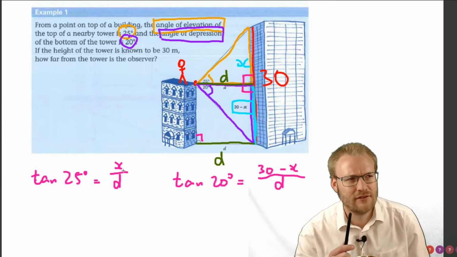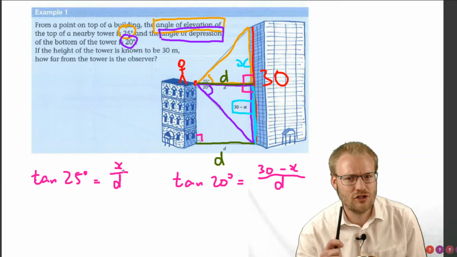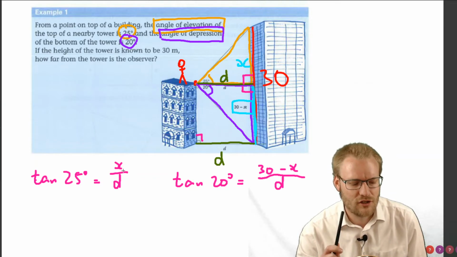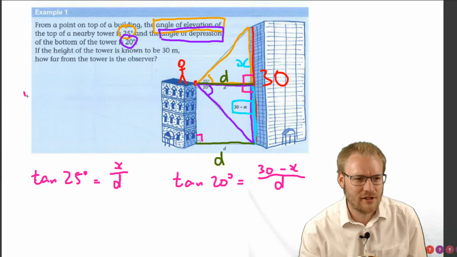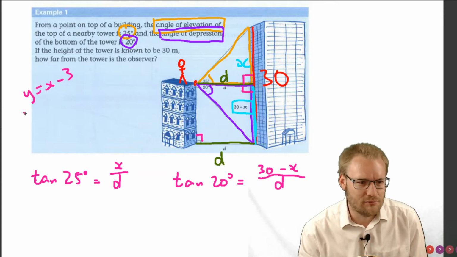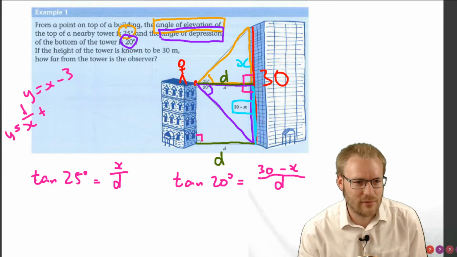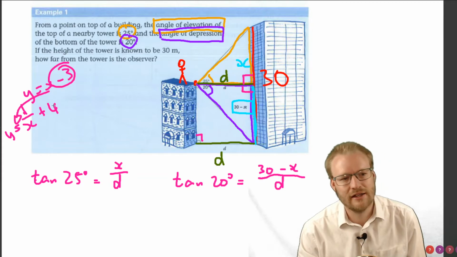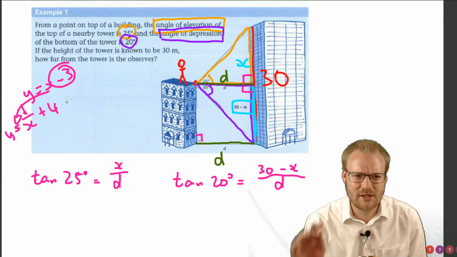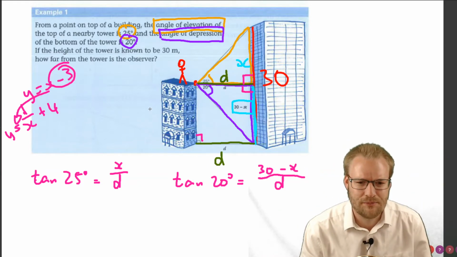Where else have you seen the case where you've got two equations and two things you do not know? Simultaneous equations. Think when you had like y equals x minus 3, and you've got another equation, y equals 1 over x plus 4. Then you substitute and make them equal to each other. Remember, simultaneous equations where two graphs intersect.